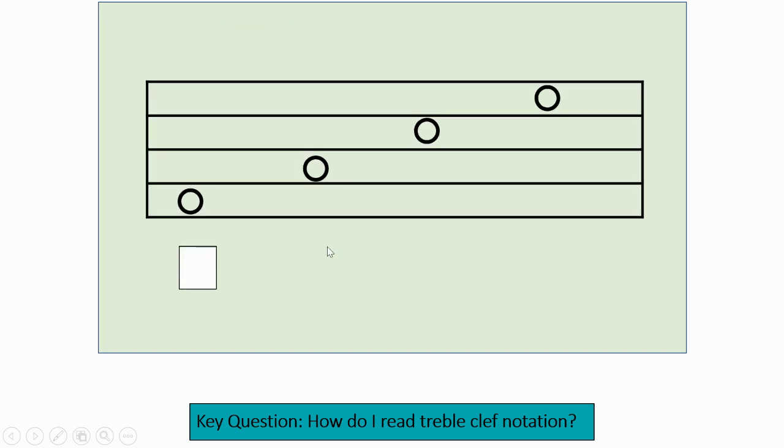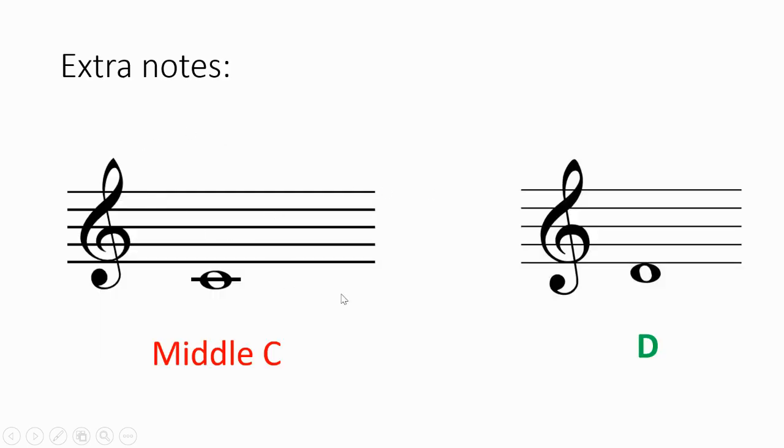The notes in the spaces spell the word face. We know that these notes are in a space because it's got a line above and below it. Has a line above and below it. Has a line above and below it, and this one has two. So we're going to add in two extra notes below the stave.